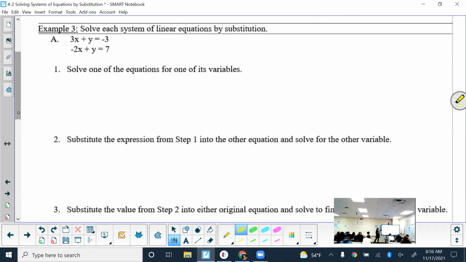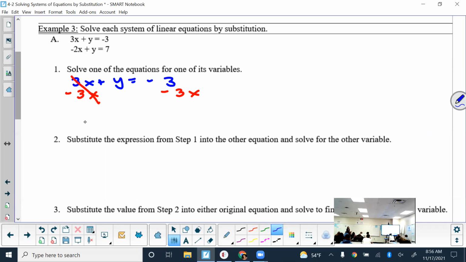We need to solve one of the equations for one of its variables. So pick an equation. It doesn't matter which one, the top one or the bottom. All right, and we're going to solve for one of its variables. So we can solve for x or for y. Which one do you think might be easier? Good. If I solve for y, it's just one step. So how do I get rid of the 3x? Good.